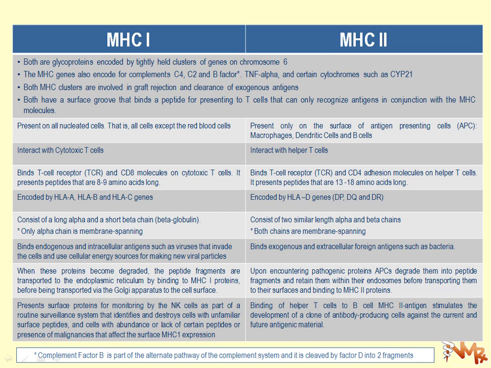With regard to MHC1, when endogenous proteins get degraded, the peptide fragments of those are transported to the endoplasmic reticulum, where they bind to MHC1 proteins before being transported via the Golgi apparatus to the cell surface. With regard to MHC2, upon encountering the pathogenic proteins, the APC cells degrade them into peptide fragments and retain them within their endosomes before transporting them to their surfaces and binding to MHC2 proteins.